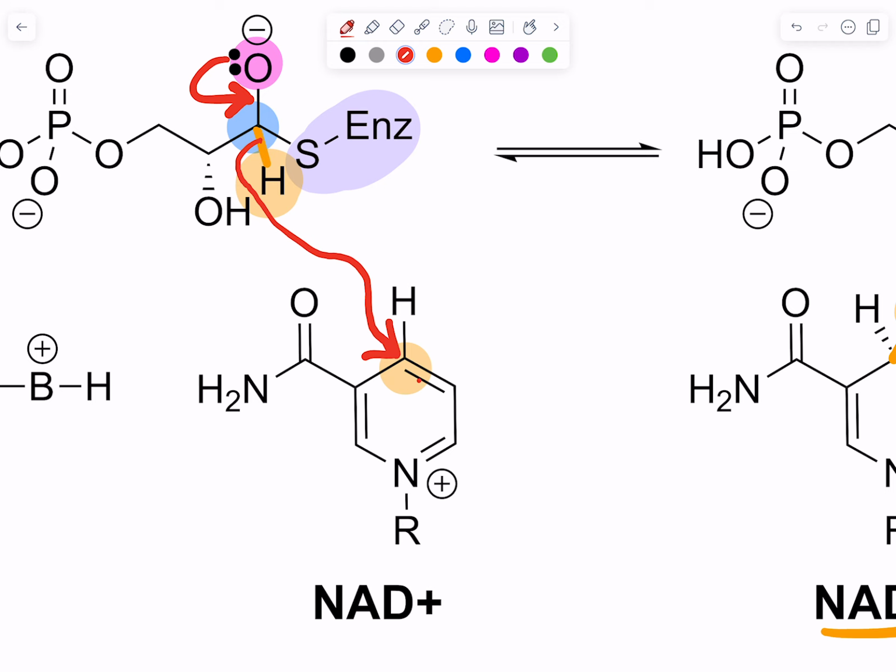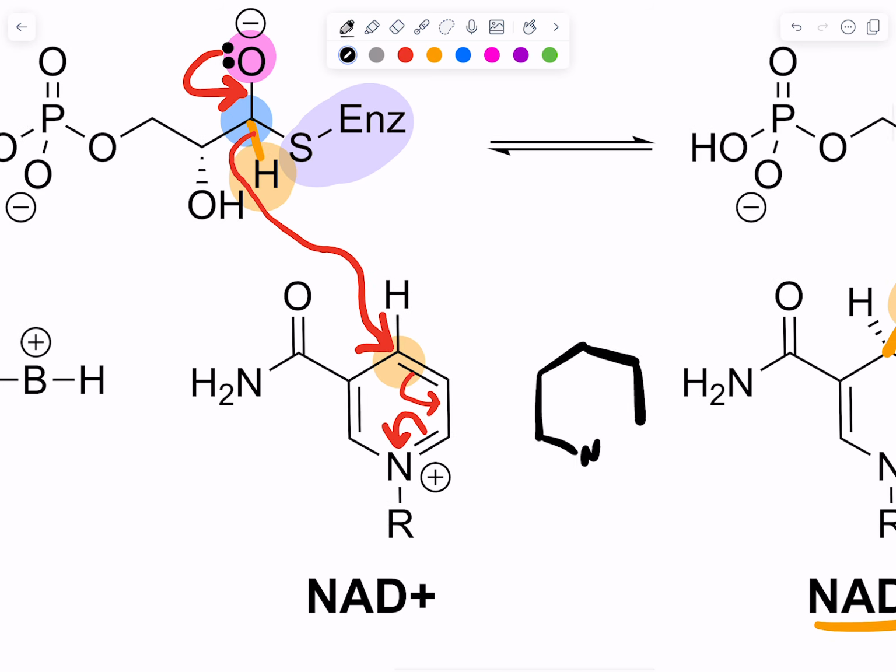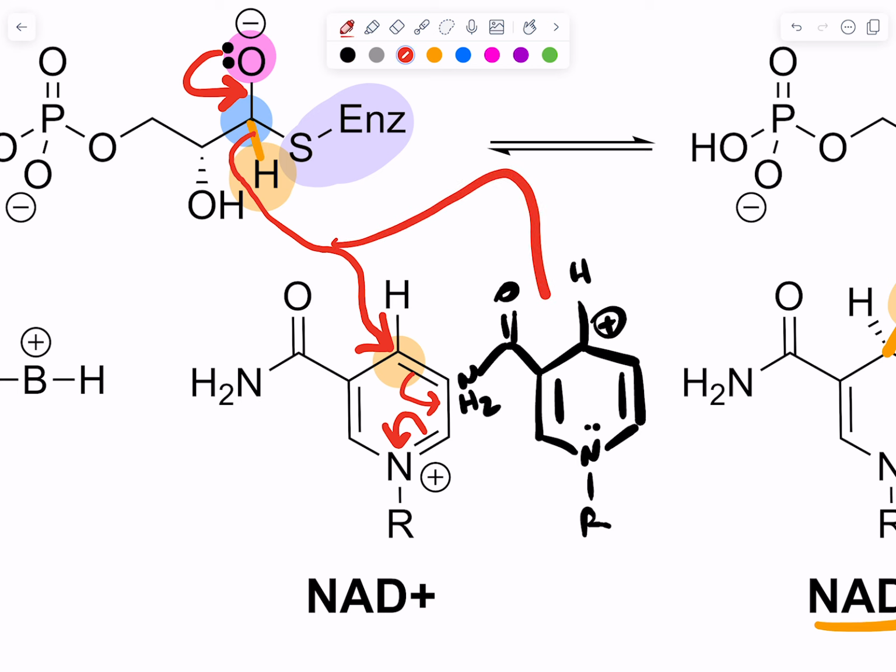To accommodate that, I've got to do this. Alternatively, if you prefer, you could have done this from the other resonance structure of NAD+, that is, you could have just drawn the plus charge there and then had this arrow go straight to the plus charge and you'd be done.